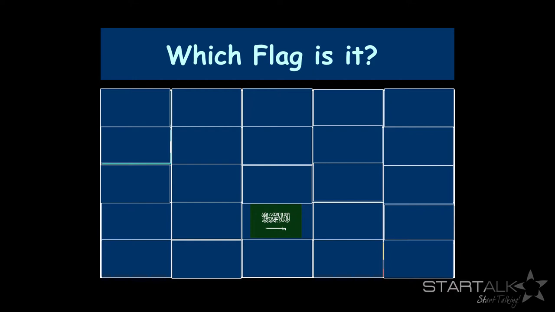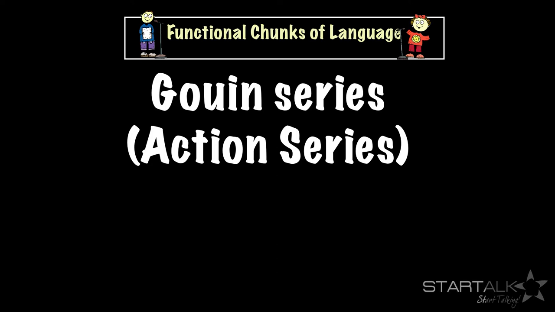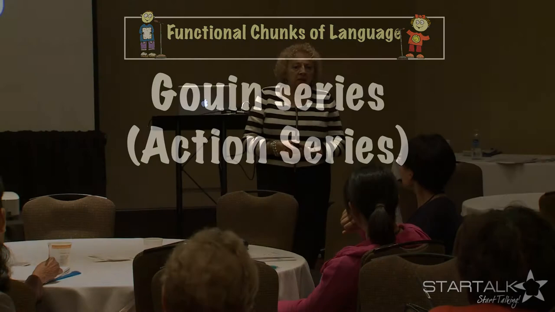I'm going to just very quickly talk to you about a Gouin series or an action series. The Gouin series is like a story, but for example, in TPRS storytelling, there's an action for every word. In the Gouin series, there's an action for every sentence. And you can use it to teach a process. So I'm going to just do one for you in German, but I'm not going to do it at the length that I normally do. I'm not going to have you do it with me, but I just want you to see if you get it.